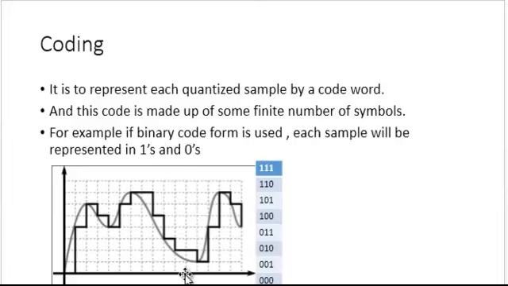So this is your lower level. I am taking that lower level as 0 0 0, and the next level as 0 0 1, and the next level as 0 1 0, 0 1 1, 1 0 0, 1 0 1, 1 1 0, and 1 1 1. Okay, so totally 8 values.